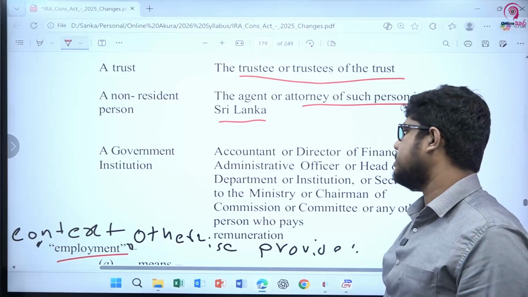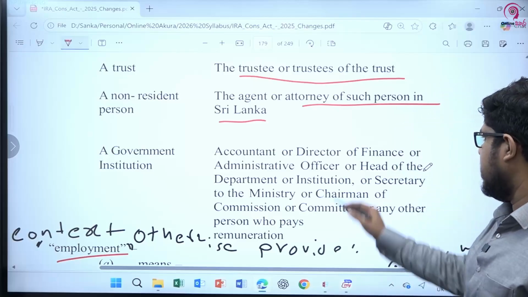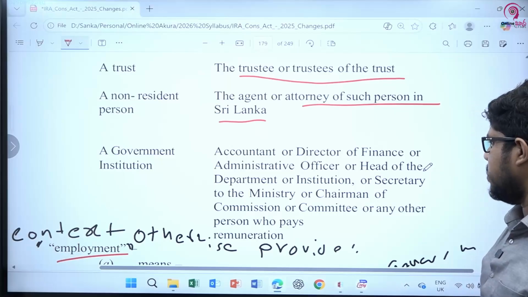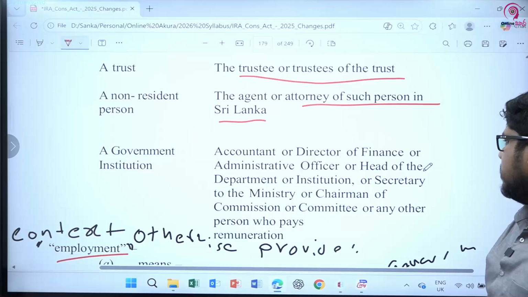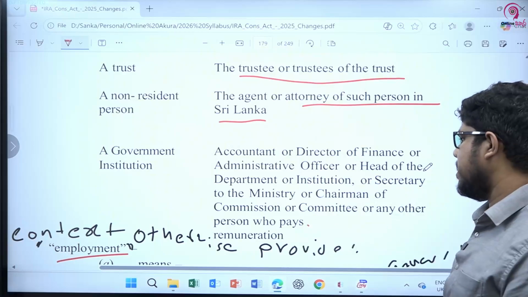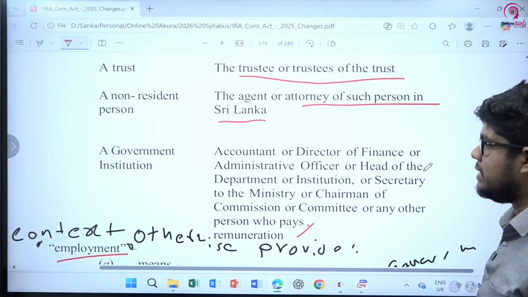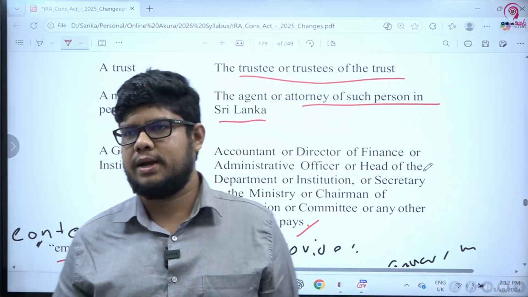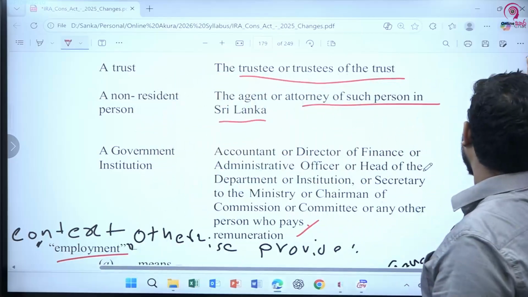A government institution: the accountant, director of finance or administrative officer, or head of the department or institution, or secretary to the minister, or chairman of a commission or committee, or any other person who pays remuneration. Whoever pays remuneration, right? Those are the employers, right? Not limited to that.